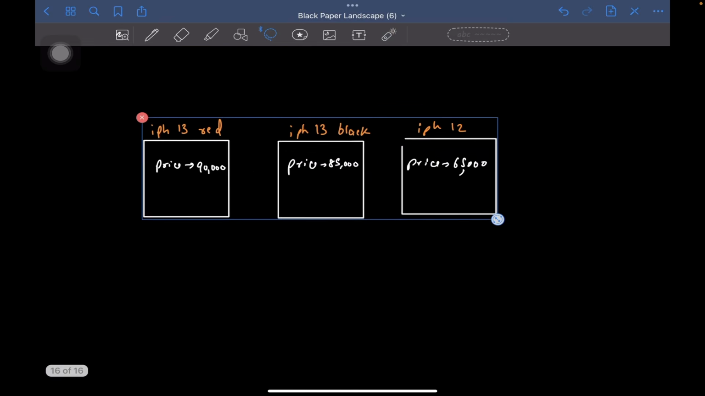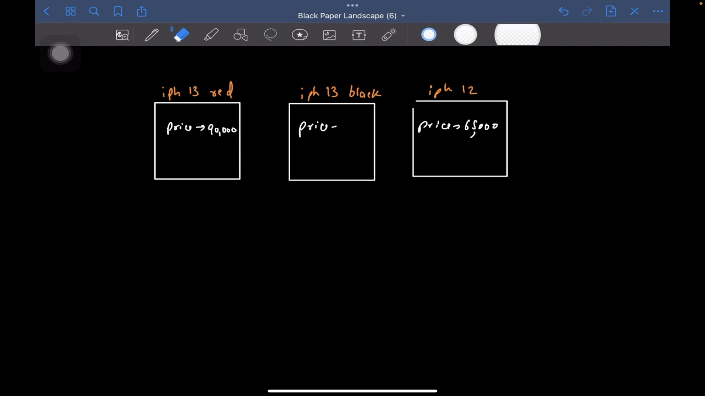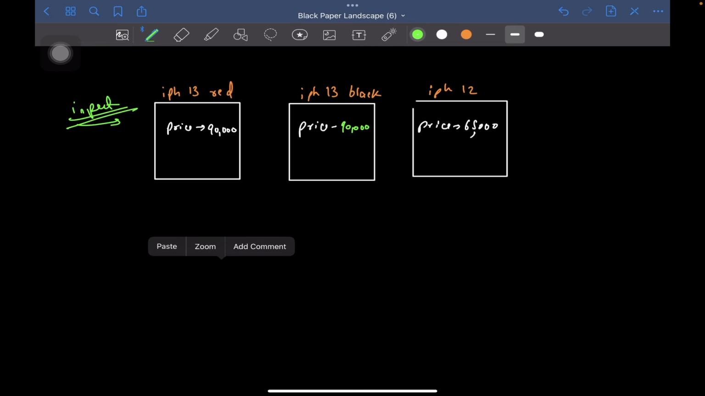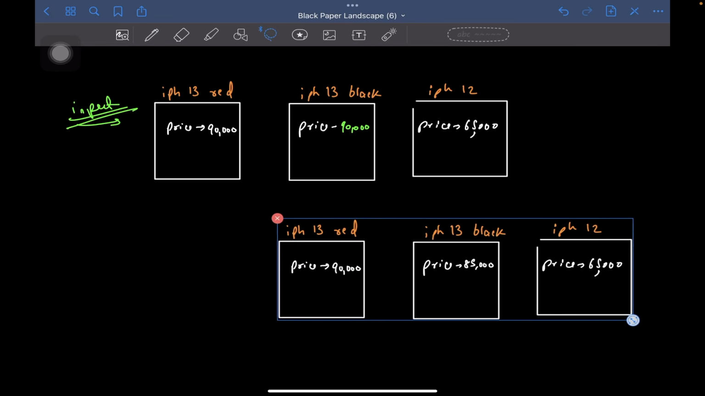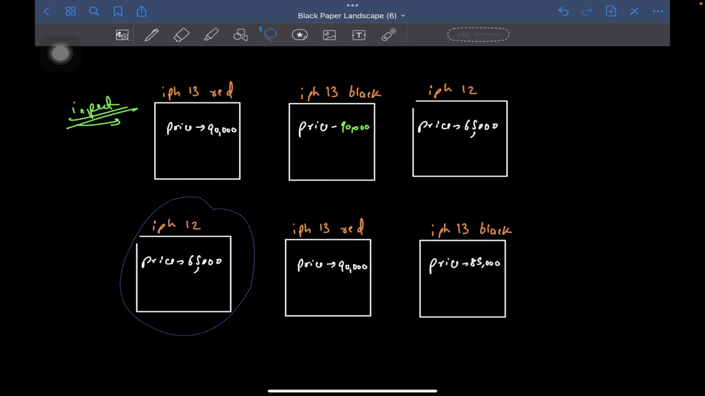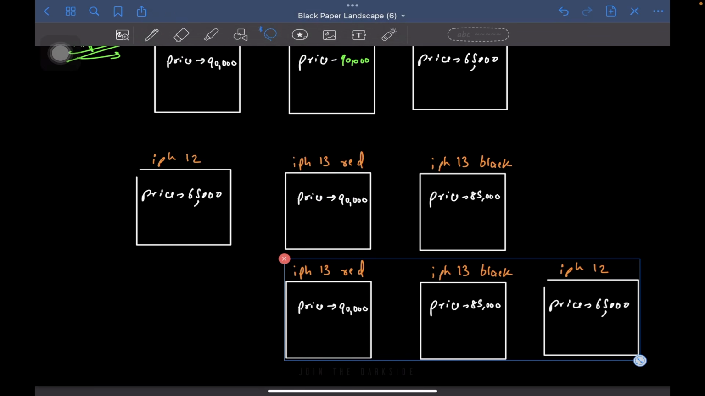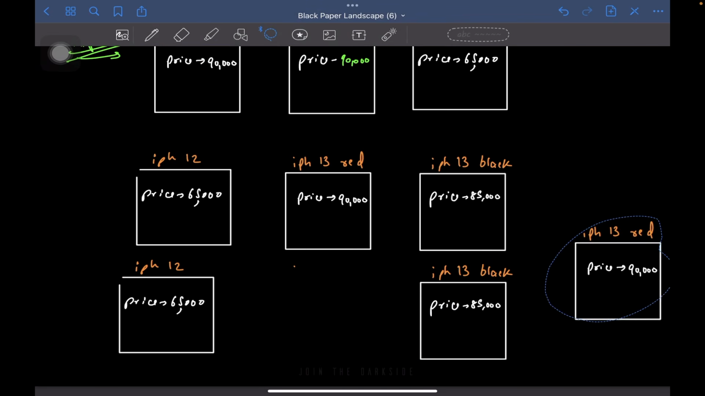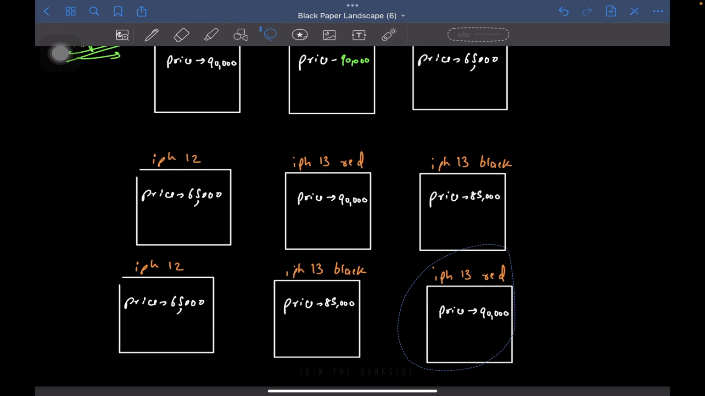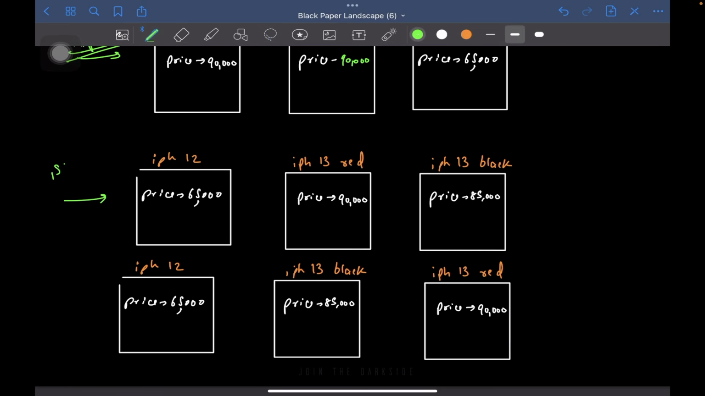But just think about one more case where the price of iPhone 13 black is also the same as iPhone 13 product red, 90,000. Now, can I say that if this is the given input, then technically there can be two sorted arrangements? One sorted arrangement can be something like this. Another sorted arrangement can be something like this. This is the first possibility, and this is the second possibility, right?